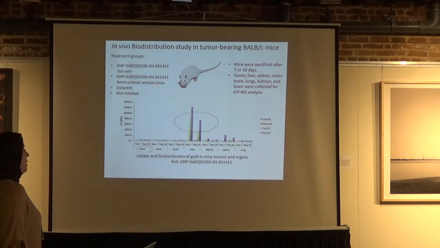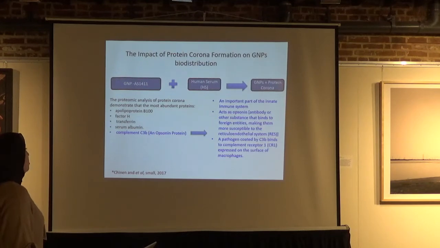We collected the tumor and organs, and the ICP-MS analysis showed that liver has the highest concentration of particles. Spleen has some gold, but not as high as liver. The tumor has a very small concentration of the gold. This means that the particle is being taken up by the liver, which may affect the targeting of tumor. So for this, we decided to address the impact of protein corona formation on GNPs.